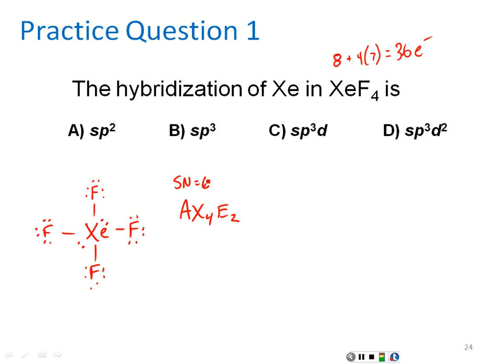So what is the hybridization that this molecule requires on xenon? You need 6 equivalent hybrid orbitals, because it's AX4E2 and the steric number is 6. So we get 1 from the s atomic orbital, and we have 3 atomic p orbitals. That gives us a total of 4. We need 2 more, so those are going to come from the d orbitals. That would be sp3d2, and that is choice D.